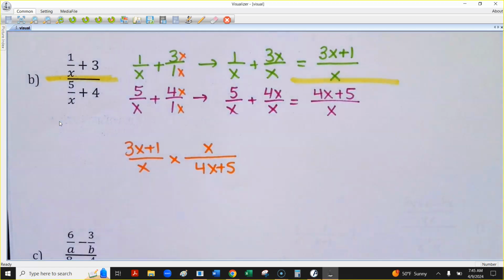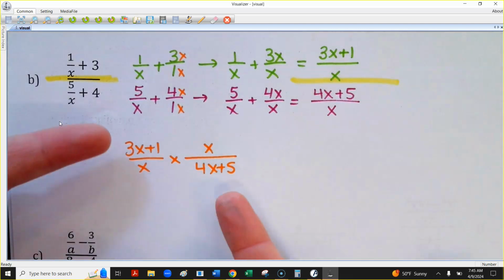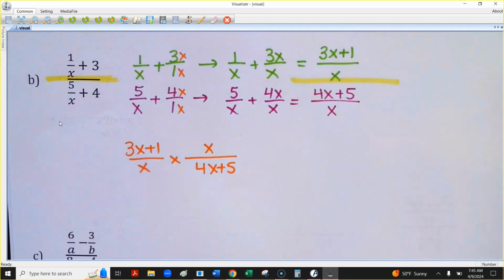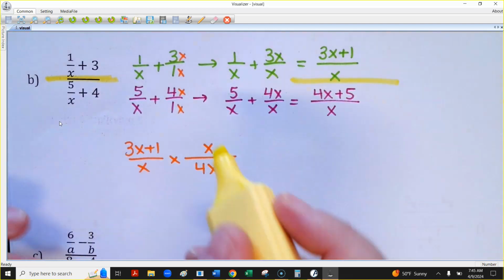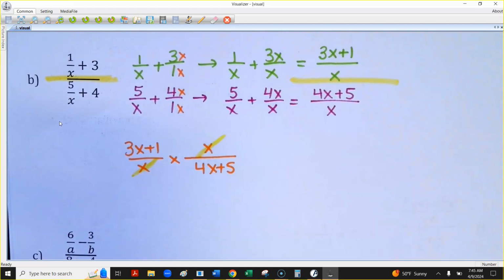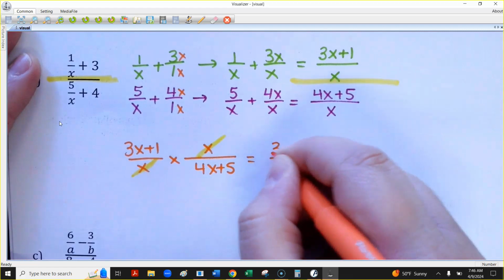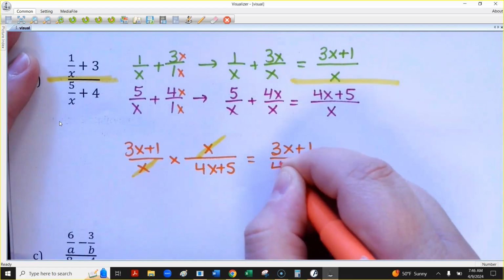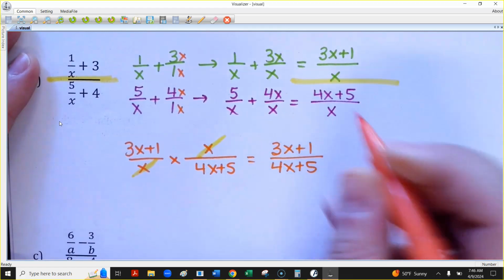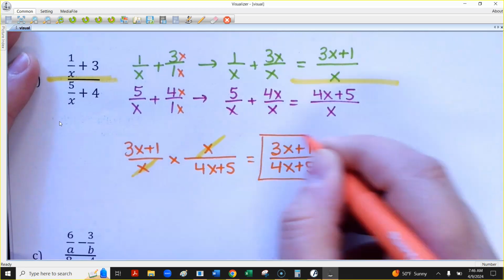Now, in this particular problem, if you can factor something, you would want to try to do that, but like 3x plus 1, there's no common factor. 4x and 5, there's no common factor. I can, however, I have an x on the top and an x on the bottom. If I'm multiplying these, I can cross those out, but nothing else is going to cancel here. So the top, you'd have 3x plus 1, bottom 4x plus 5, and you really can't do anything else there.